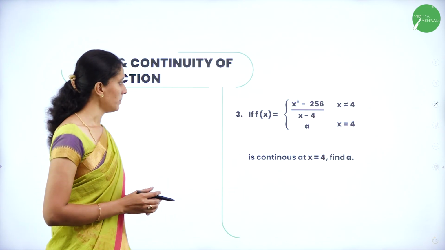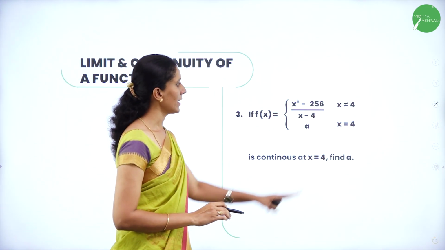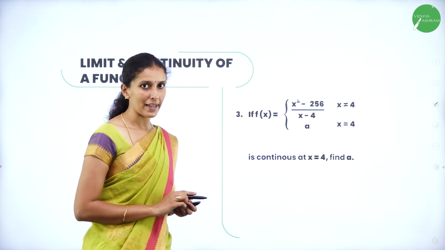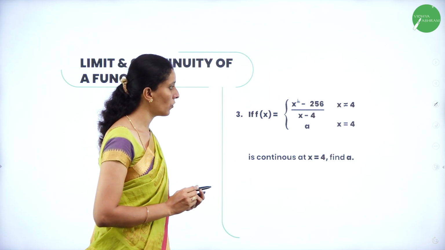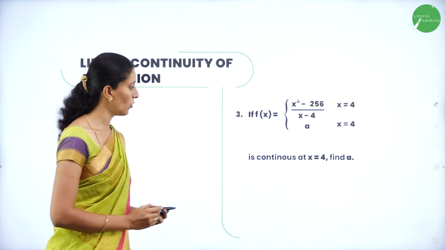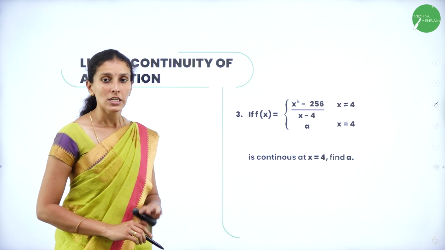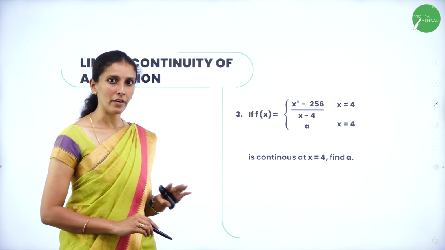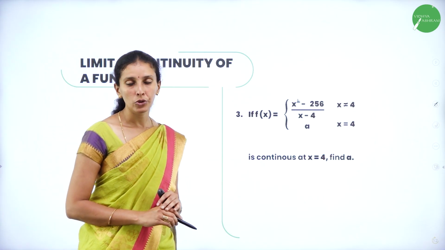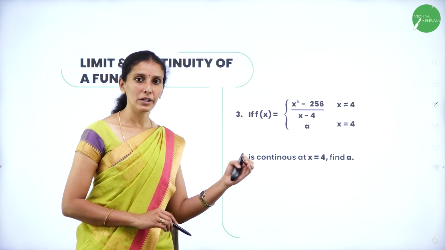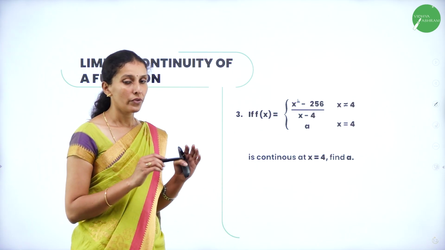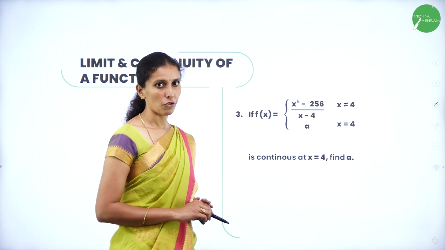So next question: if f of x is equal to x power 4 minus 256 by x minus 4 for x not equal to 4, and a for x equal to 4, is continuous at x equal to 4, find the value of a. So they have already given that the function is continuous. So no need to prove the left hand limit, right hand limit and functional value are equal. So we have to find only the value of a.